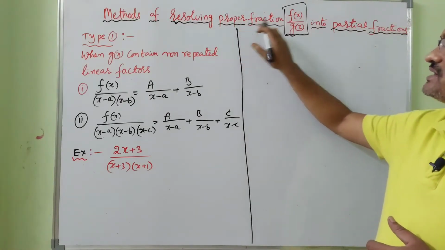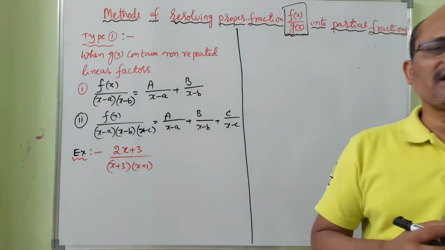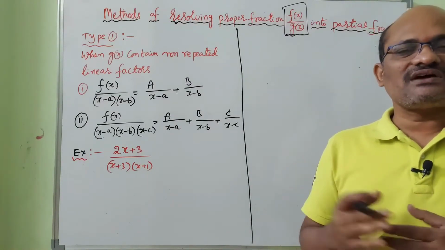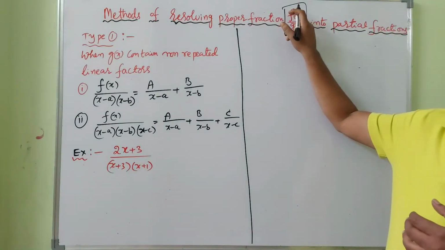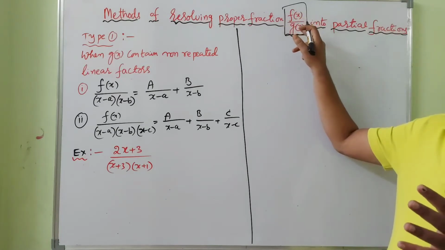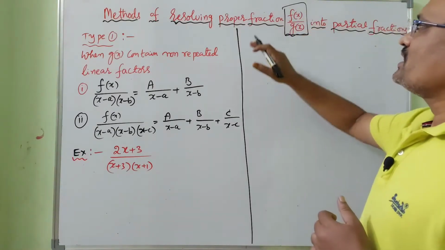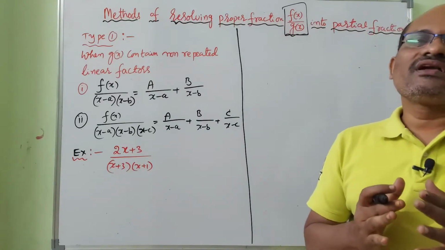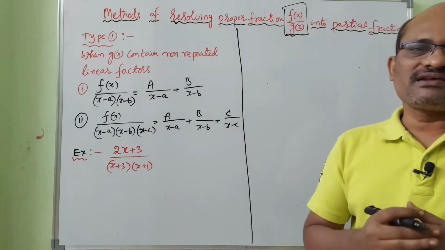Here it is clearly mentioned that f of x by g of x is a proper fraction. What is a proper fraction? I told you already, if the degree of f of x is less than the degree of g of x, it is called a proper fraction. That means the degree of the numerator should be less than the degree of the denominator, then it is a proper fraction. Now in these proper fractions, we have different types of problems to resolve into partial fractions.